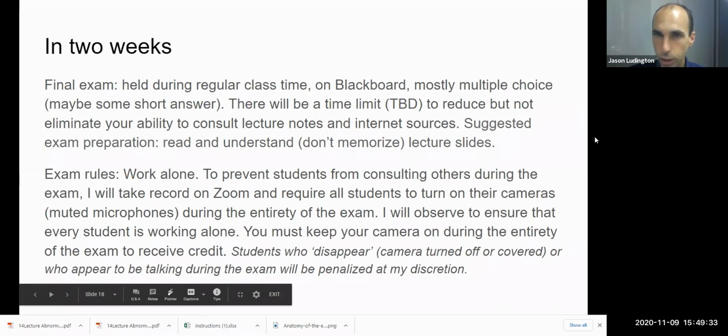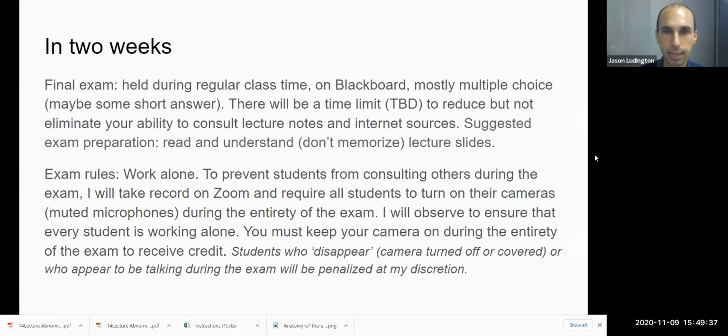Next slide. In 2 weeks, you're going to have your final exam. It's going to be held during regular class time on Blackboard, and it's timed. You might think, can Blackboard give exams? Yes, Blackboard can give exams. I've never used Blackboard for giving an exam, but it can be done and I'm going to do it.